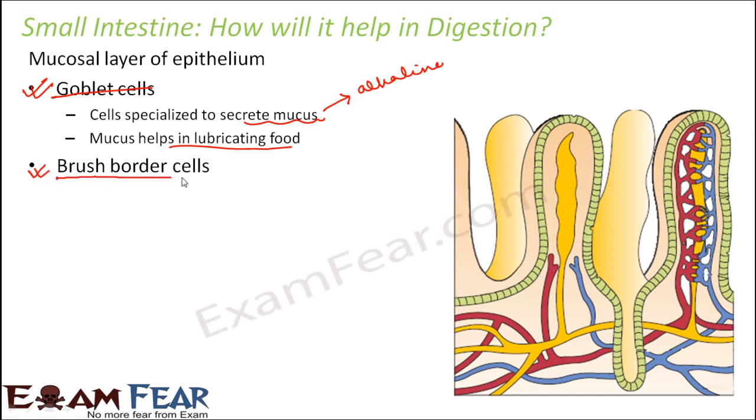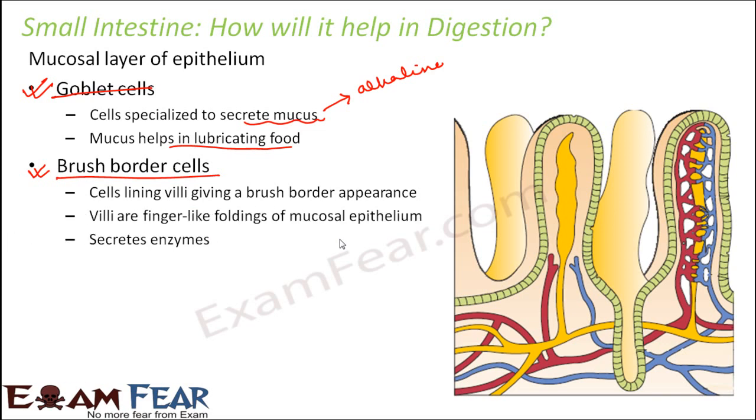Now brush border cells, what do they do? The name is quite different, right? Let us see what they are. Cells lining the villi, giving a brush border appearance, are called brush border cells. Now what are villi? Villi are nothing but finger-like foldings of the mucosal epithelium. So here, this is how the inner layer of the mucosal epithelium is. This layer is mucosal epithelium.